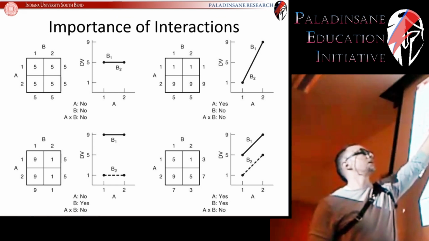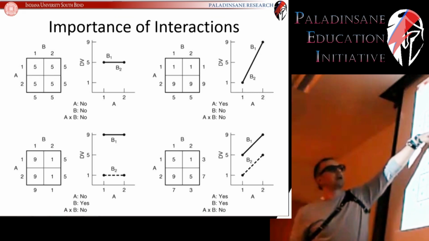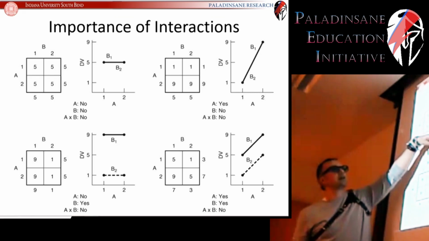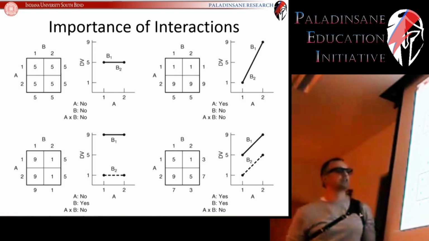These are the lines of the two levels of variable B. And here it says whether A has a main effect. So in this case it's no. Does B have a main effect? In this case it's no. Is there an interaction? In this case it's no.